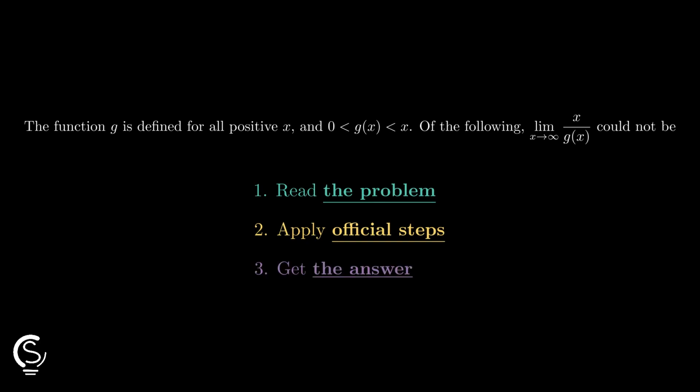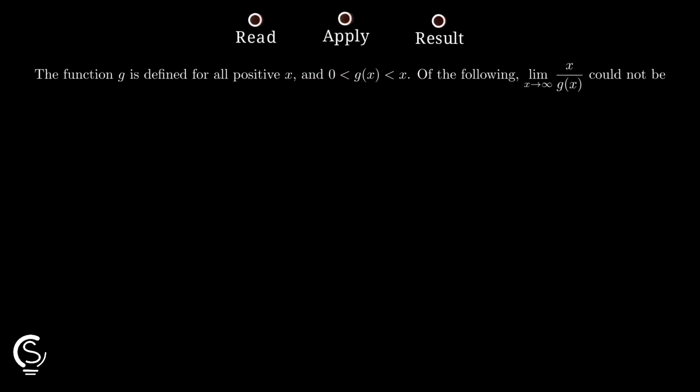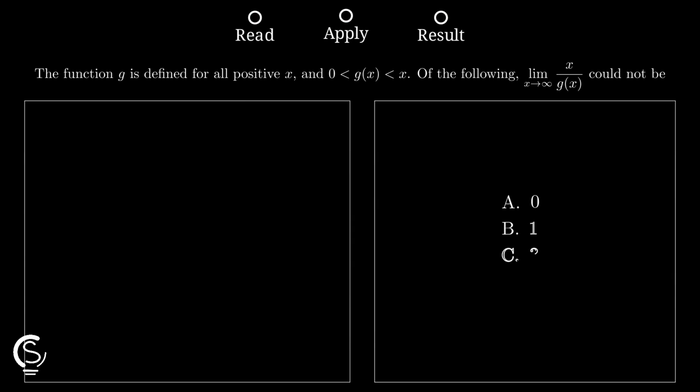Limits can be tricky, but we will solve this fast. We are looking for a value that the ratio of x over g cannot reach. Start with the inequality where g(x) is between 0 and x. Since g is positive, divide by g to show that x over g is always greater than 1.